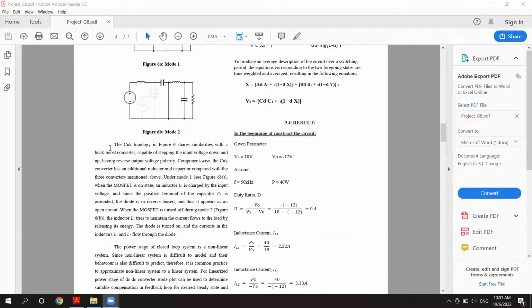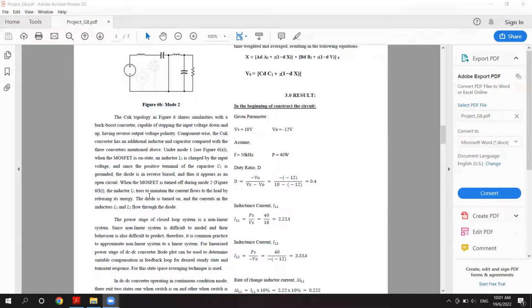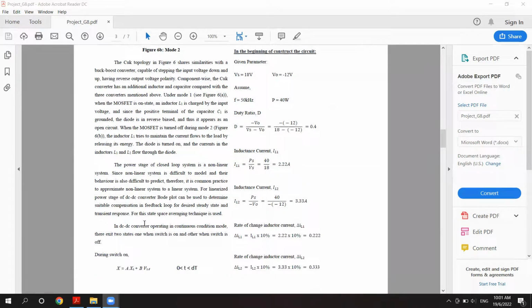It shares similarity with a boost converter, capable of stepping the input voltage down and up, having reverse output voltage polarity. Component-wise, the Cuk converter has an additional inductor and capacitor compared with the three converters mentioned above. So, let's proceed to the equation part because I don't want to make it too long for my part, as we need to combine with others' parts also.